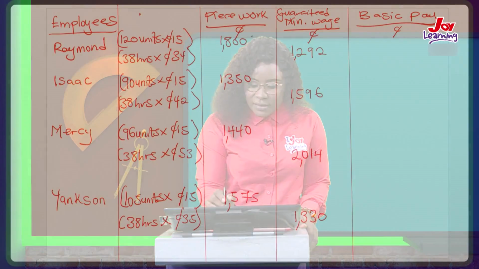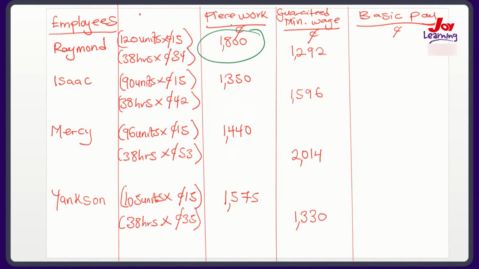by an organization, they are paid based on the quantity or unit they produce. But if their minimum rate is higher than the unit they produce, they are paid the minimum wage. So let's look at Raymond. His piecework earned him 1,800, but the minimum rate that was set for him was what? 1,292. As you can see here, the piecework was 1,800, and then the minimum wage was 1,292. So his basic pay is going to be what?